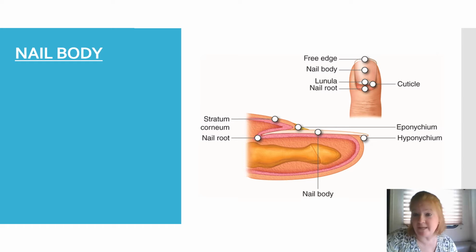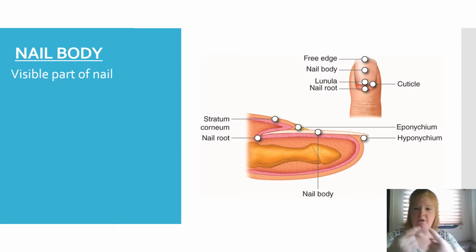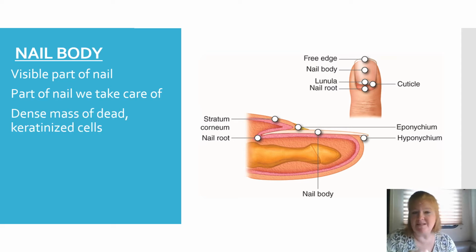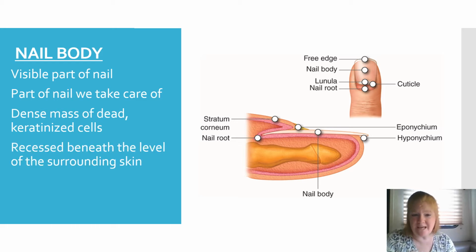All right, so we have the nail body. That's the visible part of the nail, okay? The part of the nail we take care of. It's a dense mass of dead, keratinized cells. It's recessed beneath the level of the surrounding skin. So if you look at your nail, the nail body is a little bit lower than the skin around it.